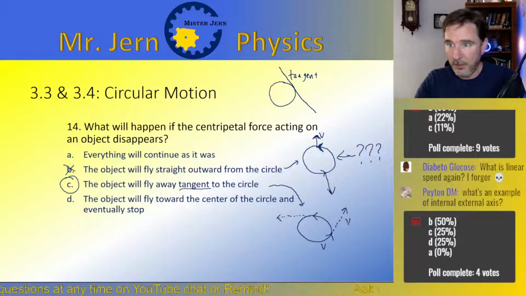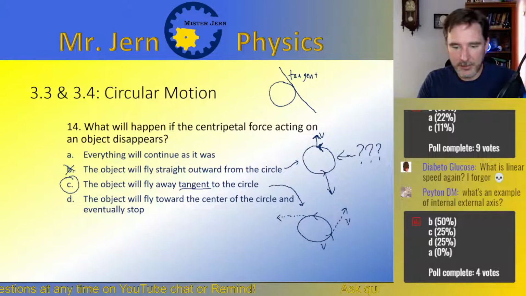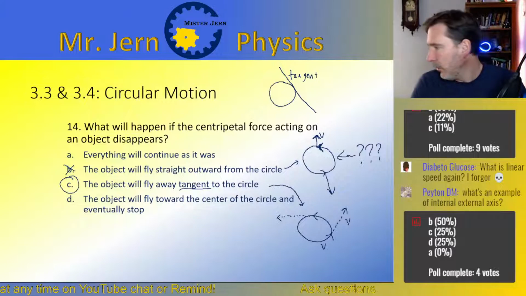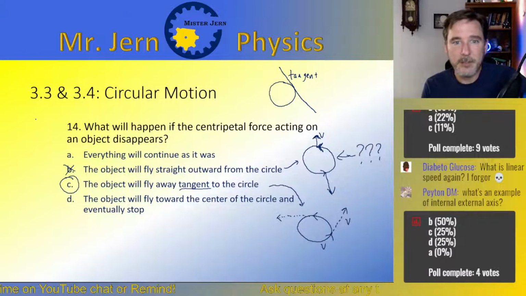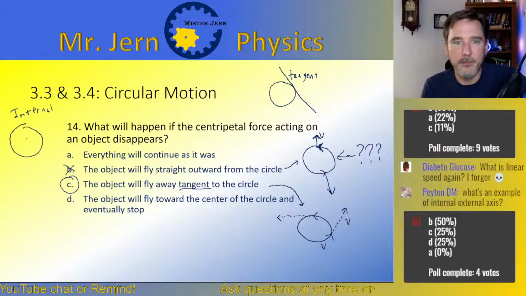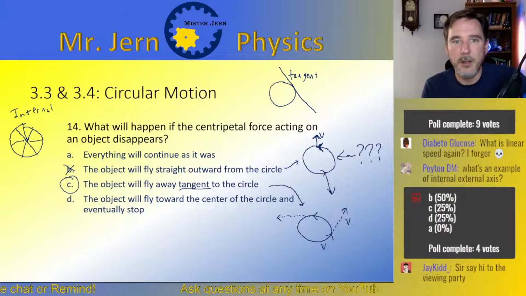In the meantime, what is an example of an internal or external axis? An example, huh? Okay, I think I answered the ones on Remind. So an example. An internal axis is something like a wheel. The simplest example is a wheel. All right, some kind of wheel. I'm drawing way too many spokes here, but you get the idea.